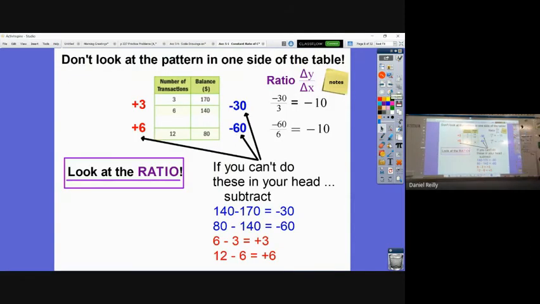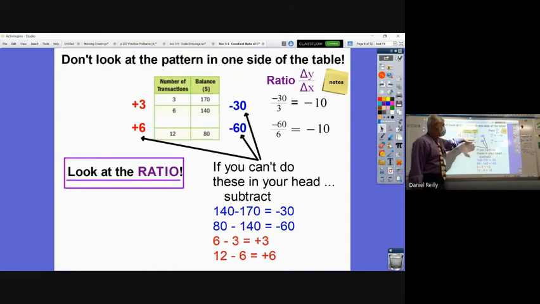One thing to be careful about. Don't look at the pattern. We already talked about this in that other table. Don't look at the pattern. The book keeps doing everything. It's like, okay, it goes up 3, up 3, up 3. And you think, since these are all plus 3, it must be a constant rate of change. Has nothing to do with that.